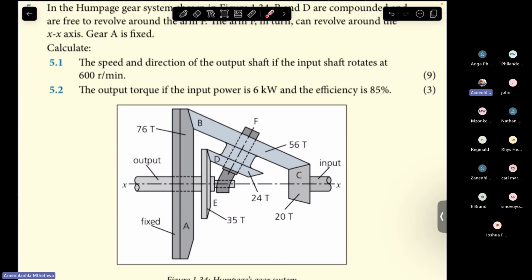So when I say any and all components for a Humpage epicyclic gear system, all the components we take as being part of the epicyclic gear system, meaning that any and all components will be tabulated. Are we clear?